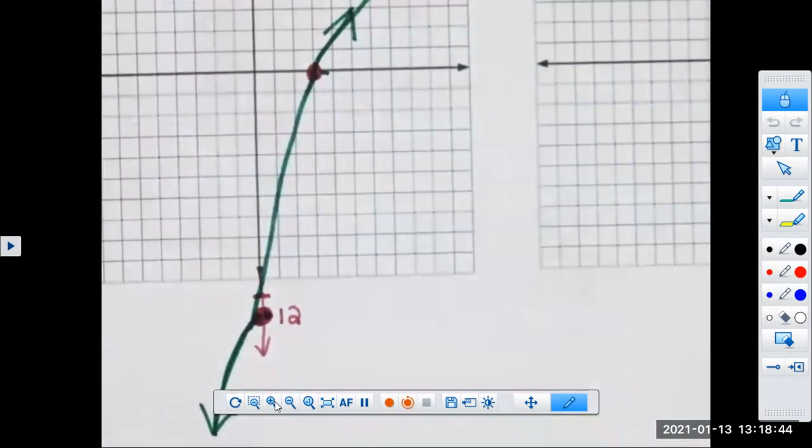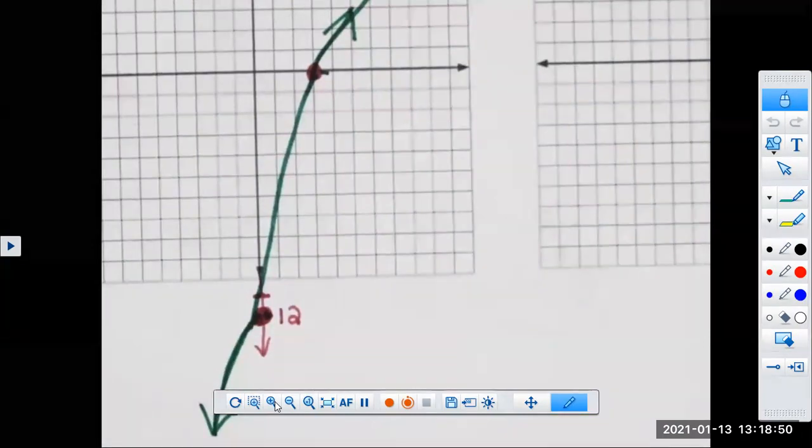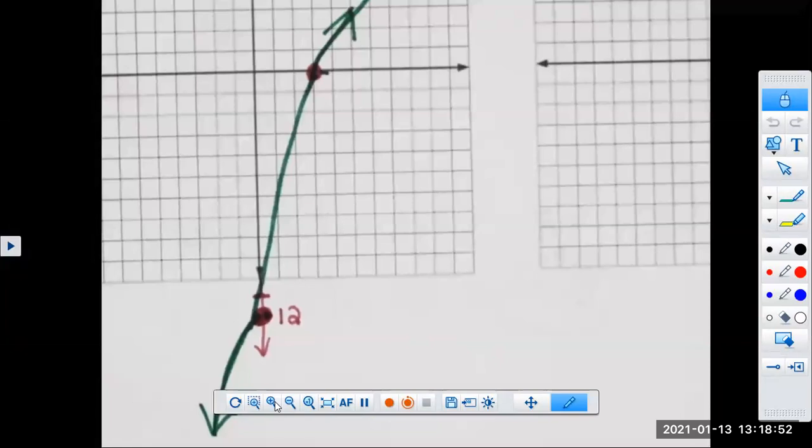So that one kind of looks crazy, but make sure it does kind of curve slightly. And it doesn't look like a line, because it almost does look like a line.